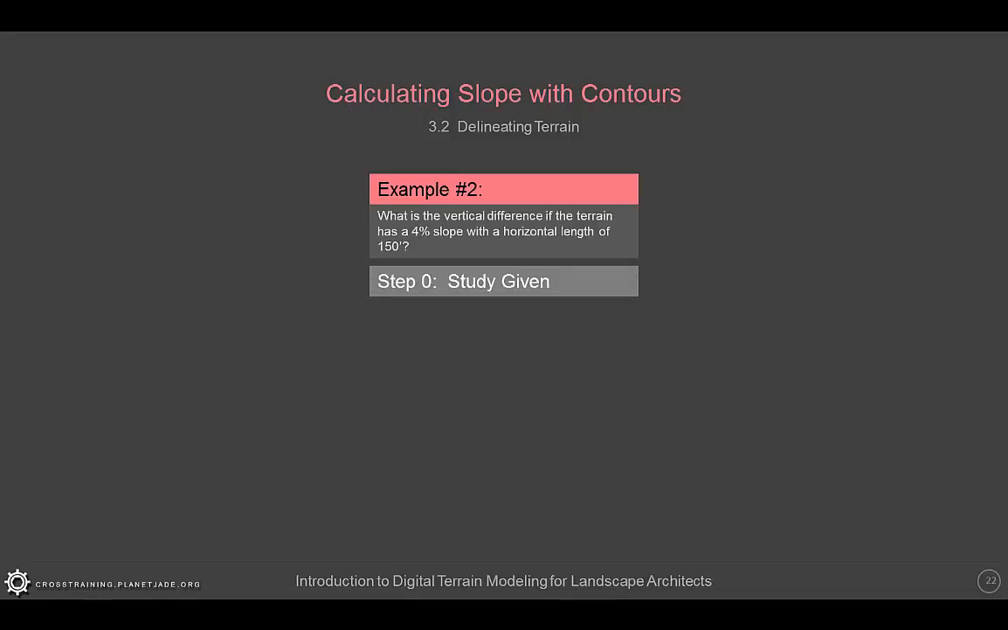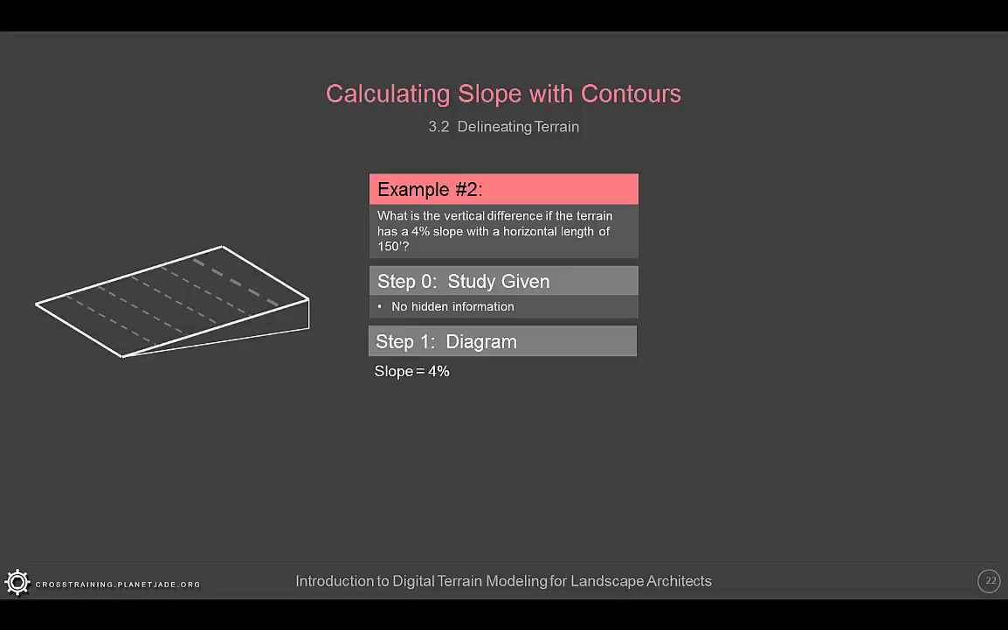So step 0, we're going to study the given. We want to make sure that there's no hidden information, no surprises. Step 1, we want to create a diagram and label our knowns and unknowns. So we know that the slope is 4%. We know that the change in x is 150 feet, but we don't know what the change in z is.